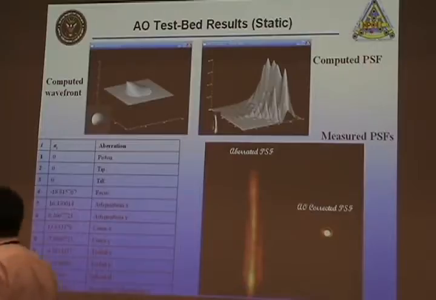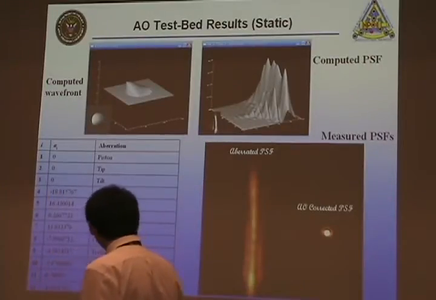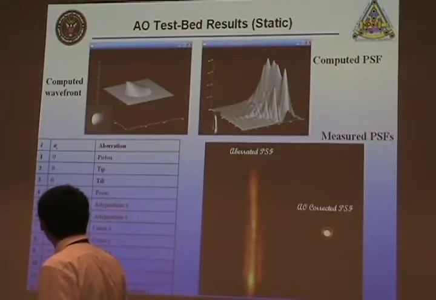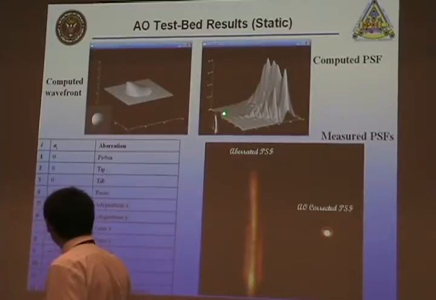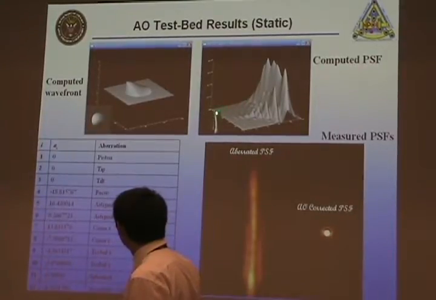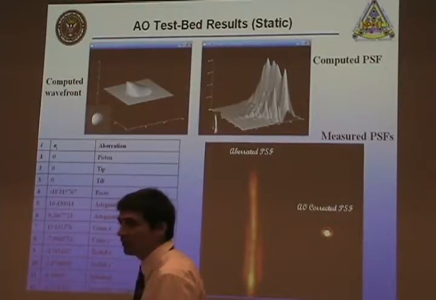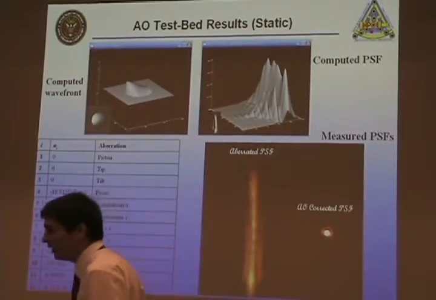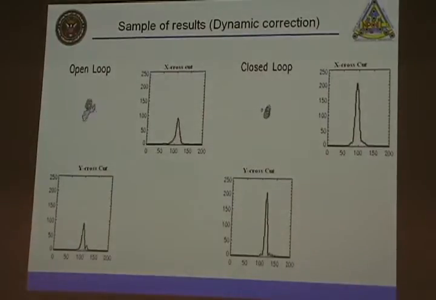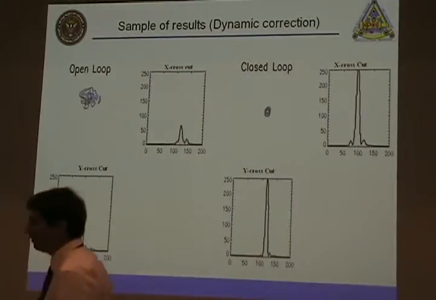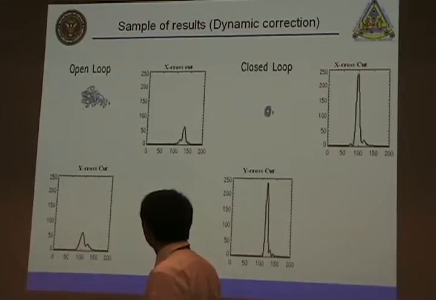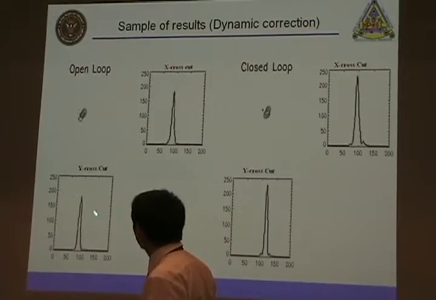Right, now this is an example of a test bed where we put on an aberrated wavefront, and then we get the correction. This is showing the simulations of what we would expect to get. So these are the aberrations with these coefficients on the Zernikes. And this is what we actually get in the experiment. And this is the corrected PSF that we get. And this is showing the system operating open loop and then closed loop, with X and Y crosscuts.